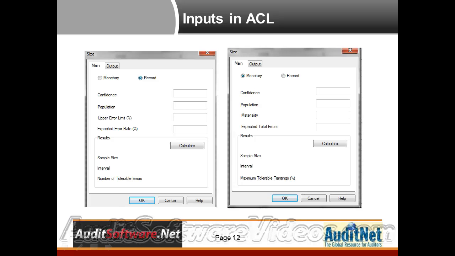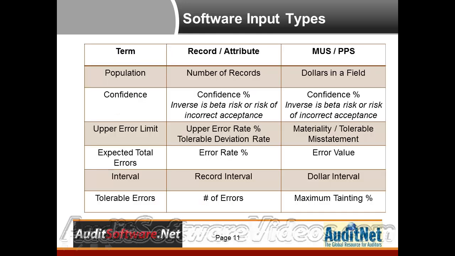This is what ACL is going to ask for. So ACL is more or less asking for, from a record point of view, the confidence, population, upper error limit, expected error limit. And then from a size point of view on the monetary side, confidence, population, materiality, and expected total errors as well in there. So we'll talk more about that, but that's kind of what ACL calls it. Let's go back to what everyone calls it and see how it relates.